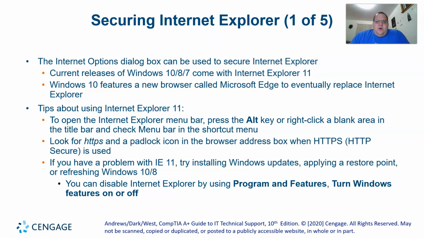Now, security and Internet Explorer. I don't know how many of you use Internet Explorer, but I don't. I use Google Chrome. Windows 10 uses Microsoft Edge instead of Internet Explorer 11, which was used in Windows 10, 8, and 7. Windows 10 does have 11, but it's hidden because they want you to use Microsoft Edge. To turn it off, go into Add and Remove Programs, Programs and Features, and turn off Internet Explorer 11, disabling it so nobody can use it.